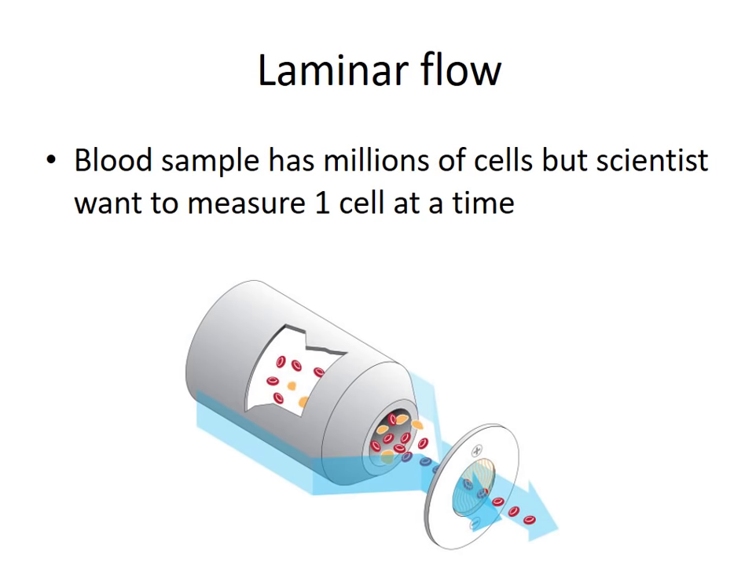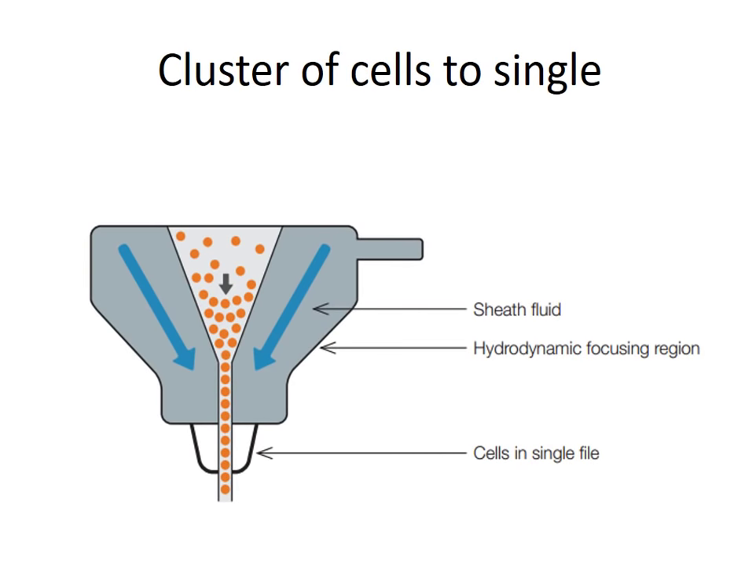So, another buzzword that I need you to be aware of is laminar flow. So that idea of having a solution of single cells in single phase, is called laminar flow. Okay? So the blood sample has millions of different cells in it, and what we as scientists want to do is enable the cells to go into a single phase so that we can analyse each cell individually. So that's basically what happens there.